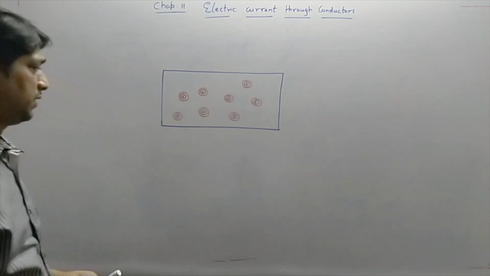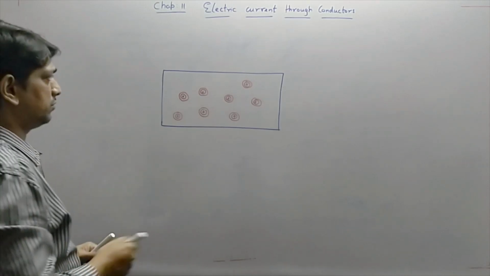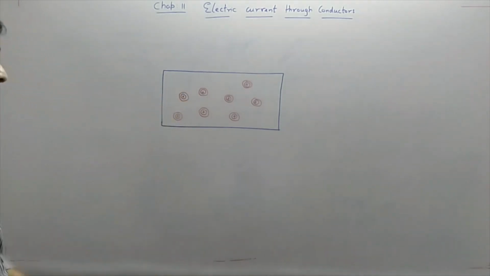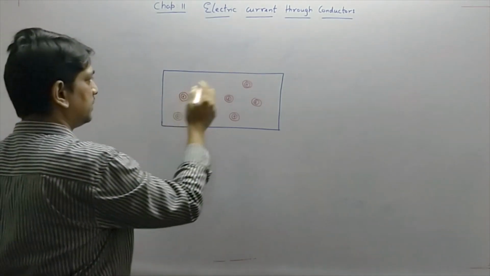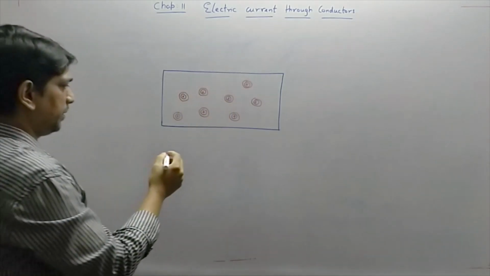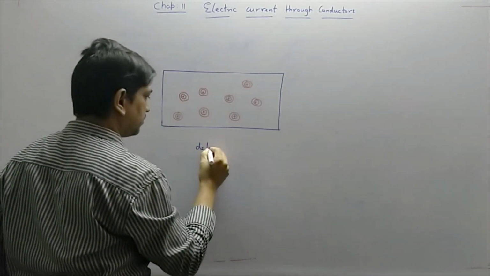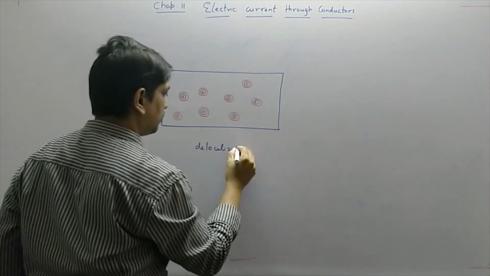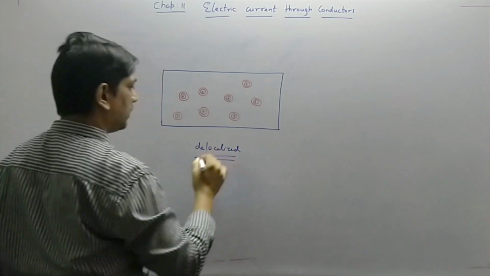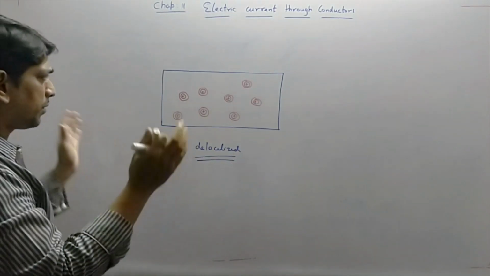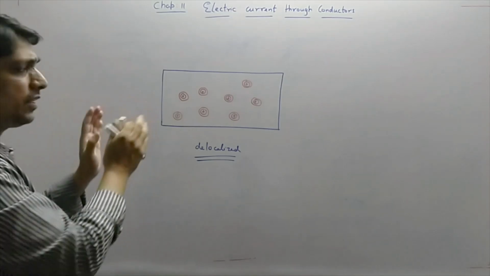And we have what is called a valence electron, which is loosely bound to each individual atom, and the valence electron basically becomes delocalized. Now what is the meaning of delocalized? The electrons become delocalized when the atoms inside the conductor are very close to each other.